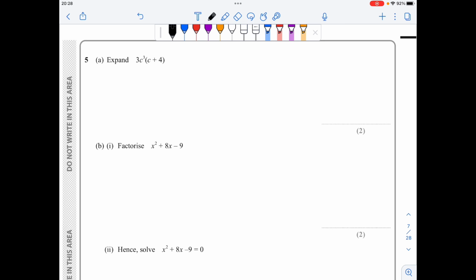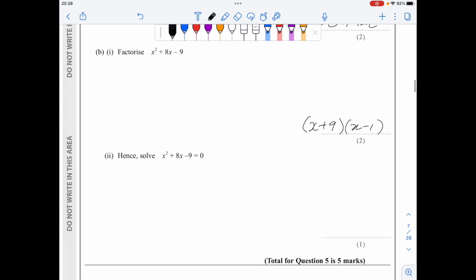87.5. For part A of question 5, expanding gives you 3c to the power of 4 plus 12c to the power of 3. In part B, factorizing will give you x plus 9 as one factor and x minus 1 as the other factor. And if you set this equal to 0, the two answers you will get are x equals minus 9 or x equals 1.